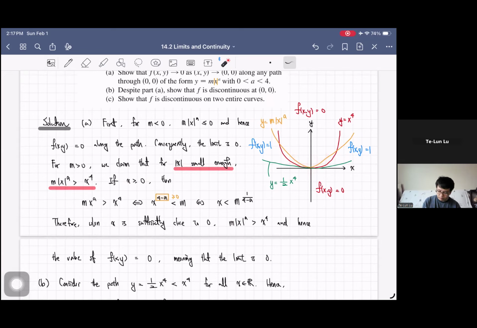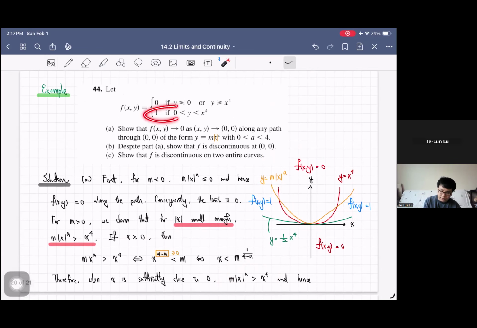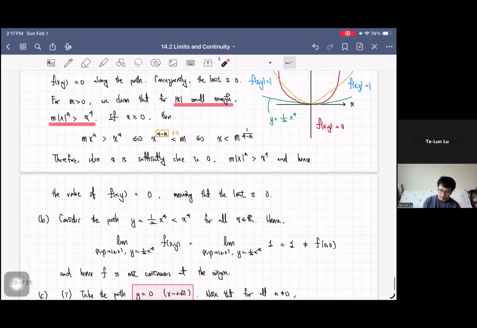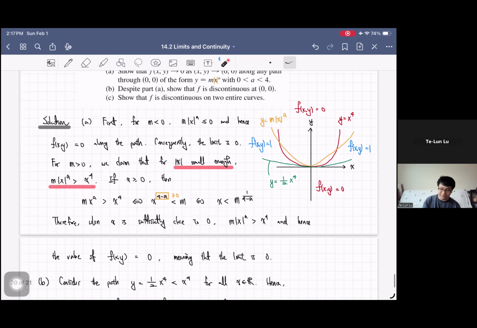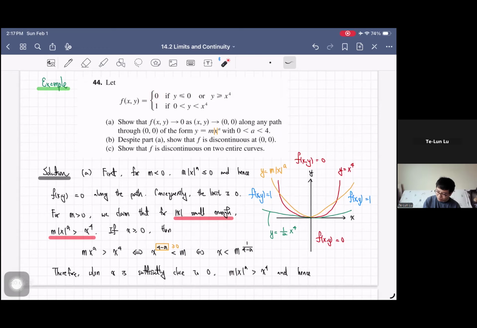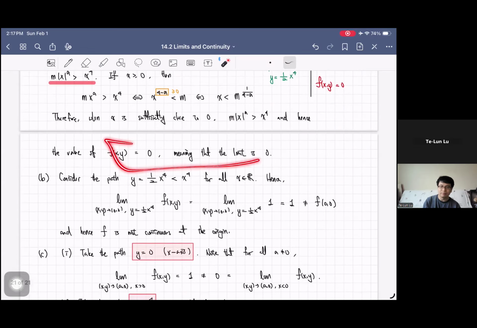So when this happens, that means that the curve lies above the red curve, so we're always dealing with the scenario here, 0. So we see that along the curve y equals m x^a, the value is always 1, 1, 1, 1 near the origin. Sorry, it's always 0, 0, 0, 0. My bad. It's always 0. So the limit is of course 0.